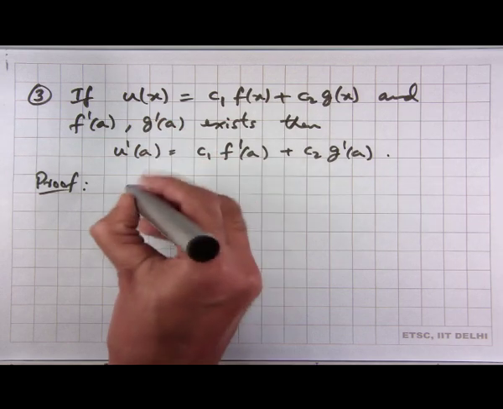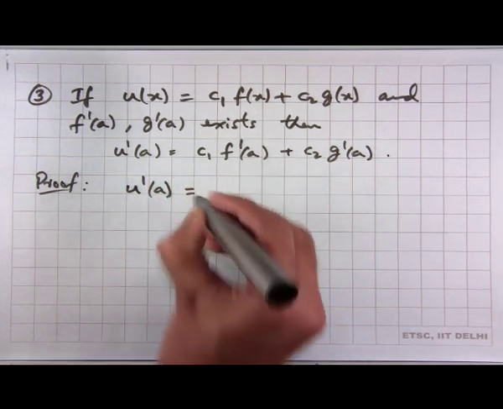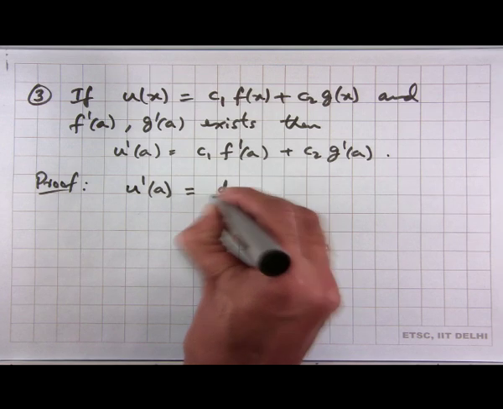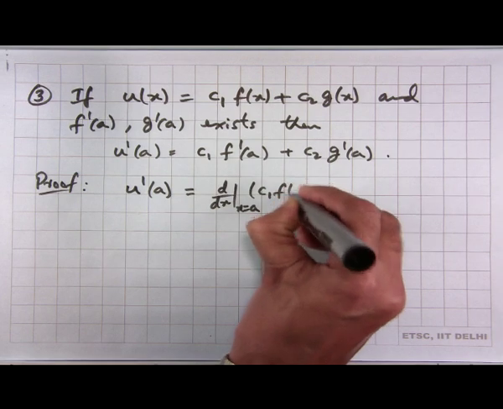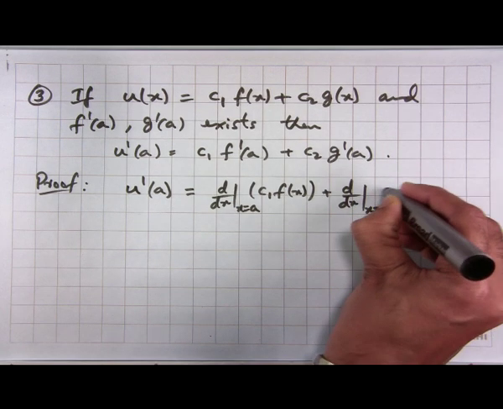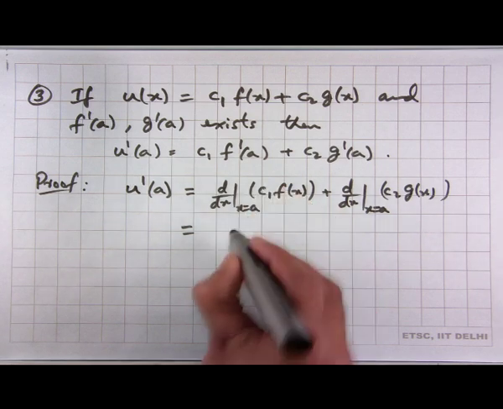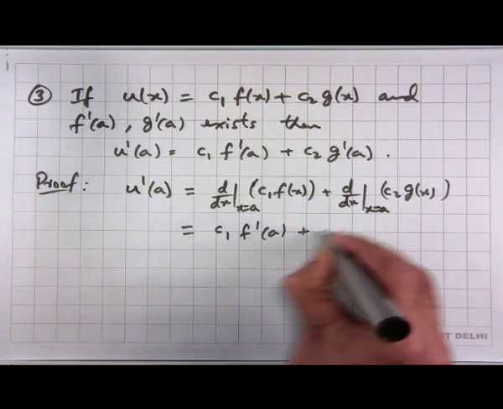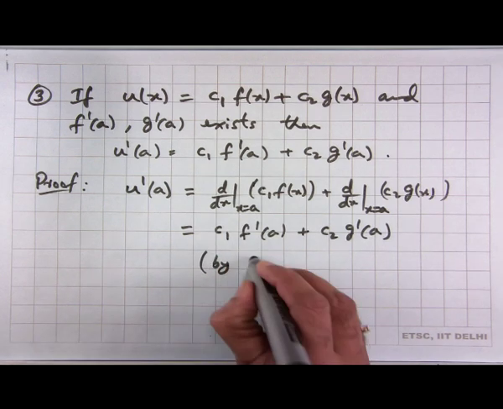So, we know that u prime of a is equal to, by the sum rule, d by dx at x equal to a of c1 f(x) plus d by dx of c2 g(x) at x equal to a, and by the constant multiple rule, this is equal to c1 times f prime a plus c2 times g prime a, by the previous two results.